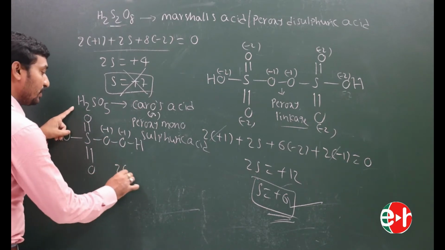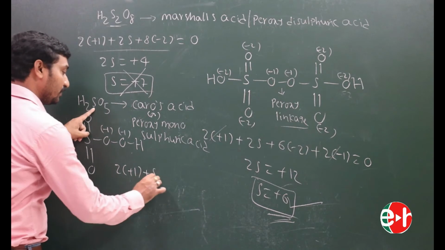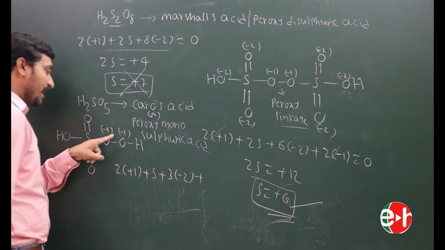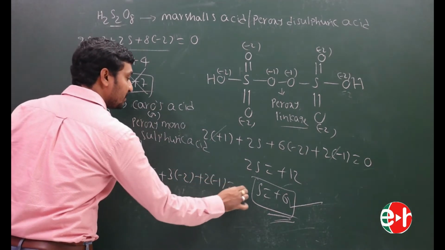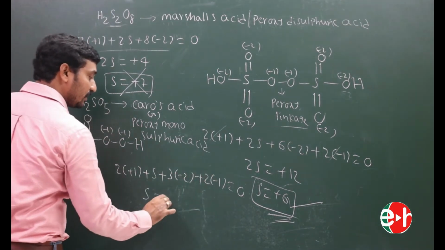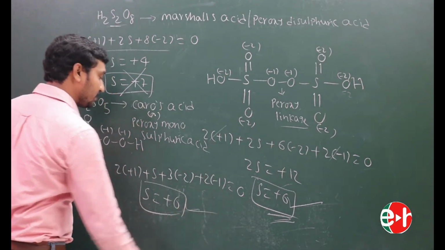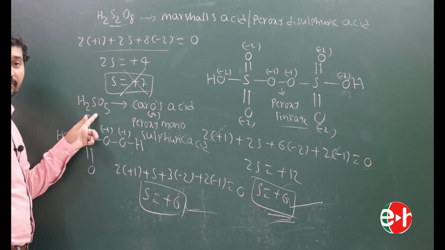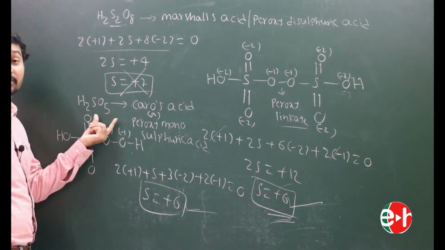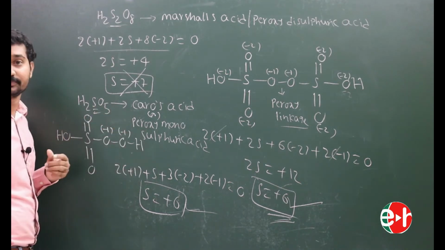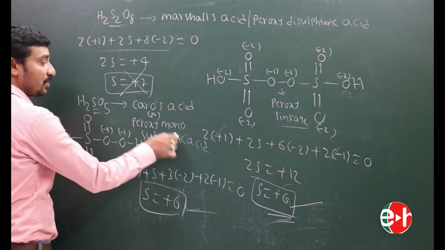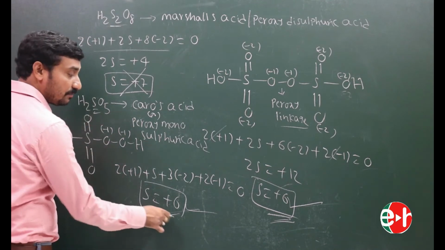Now calculate: 2 into +1 plus sulfur. In 5 oxygens, 3 oxygens are -2 and 2 oxygens are -1, equal to 0. Then sulfur, after the count, +2 -2 cancel, then +6. Sulfur is +6, but general calculation gives +8. +8 is not possible for sulfur, because the sulfur maximum oxidation state is +6, because its group number is 6. Okay, so in H2SO5, Caro's acid, the sulfur oxidation state is +6. Peroxymonosulfuric acid, sulfur oxidation state +6.